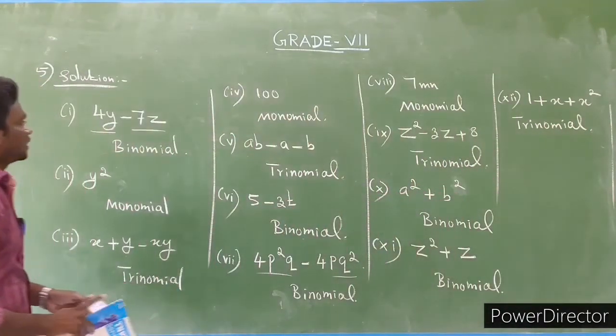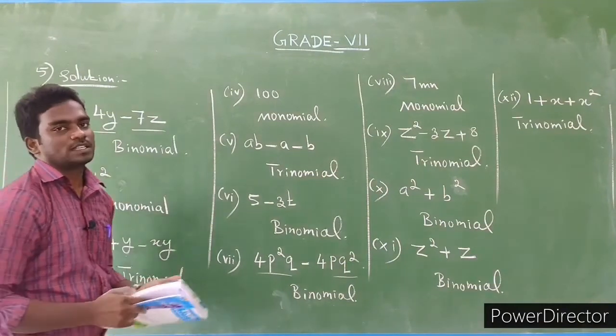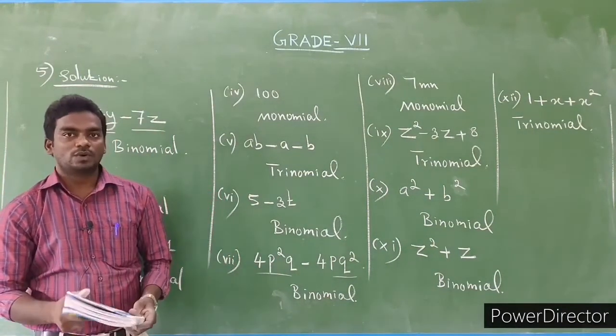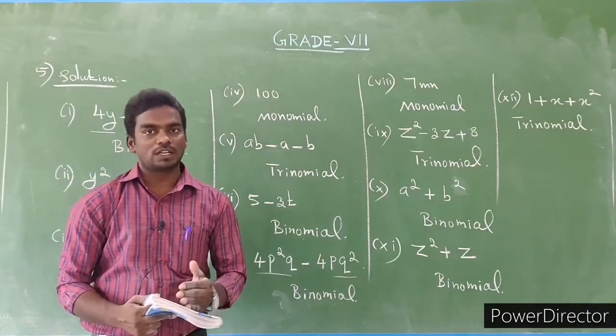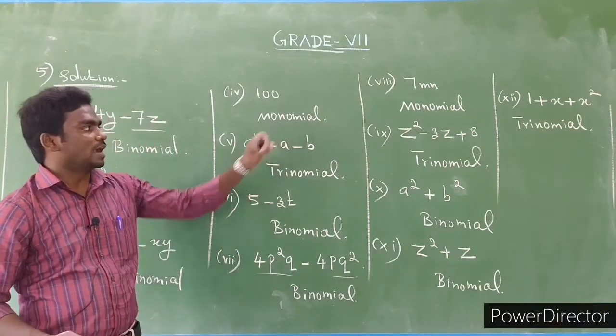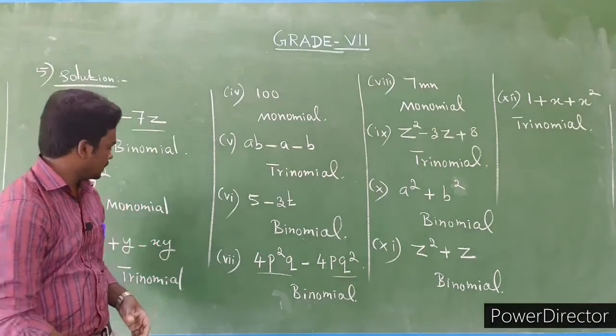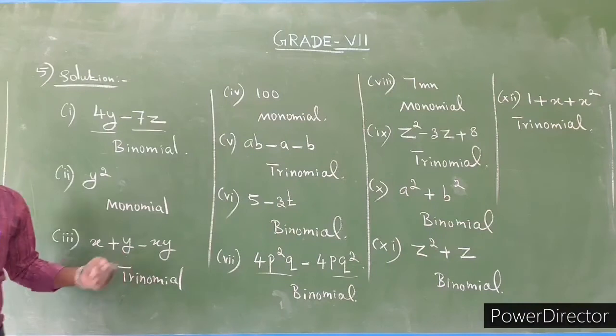So our fifth pattern is to classify the given expression as a binomial, monomial or trinomial. How to classify? We know an expression which contains only one term is called what? Monomial. An expression which contains two terms is called what? Binomial. And an expression which has three terms is called what? Trinomial.